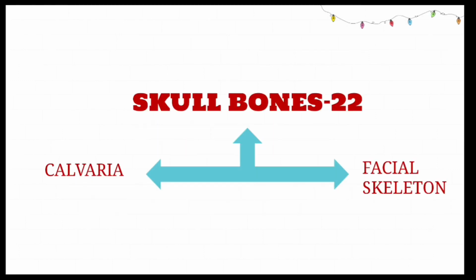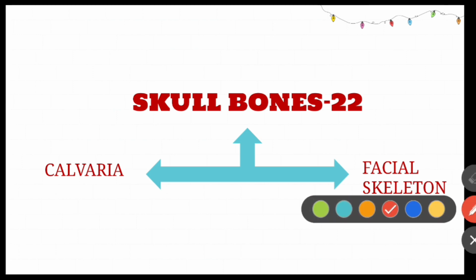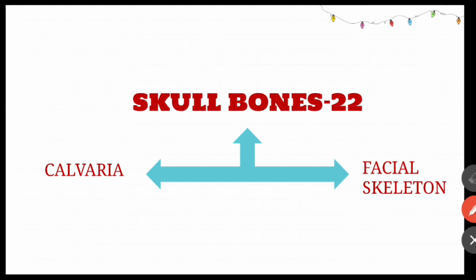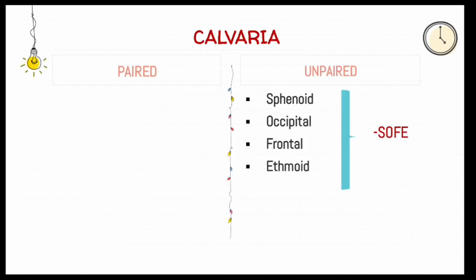I am beginning the NEET MDS Anatomy series with osteology. The skull of an adult consists of 22 bones and it can be broadly classified into your calvaria or brain case, which consists of 8 bones, and your facial skeleton, which consists of 14 bones. Now, it is important for us to know the paired and unpaired among these.